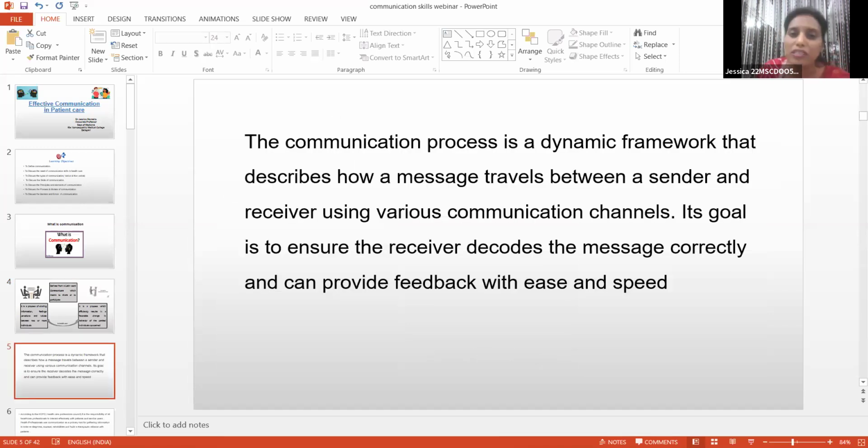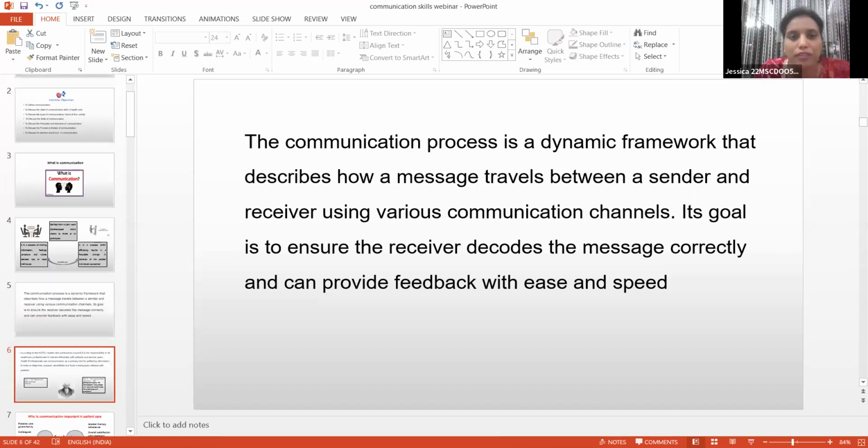So communication is a process, a dynamic framework that describes how the message travels between the sender and the receiver using various communication channels. Its goal is to ensure the receiver decodes the message correctly and can provide feedback with ease and speed. So whenever we are talking, we need to understand that we are sending a message across, and we are also supposed to receive the message and feedback correctly from the intended recipient.